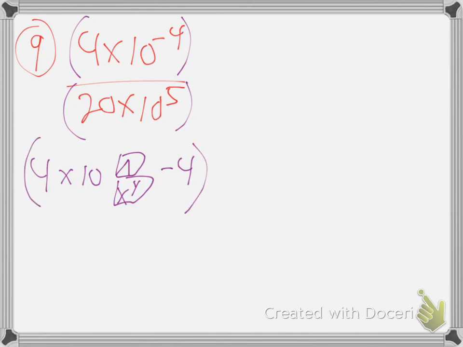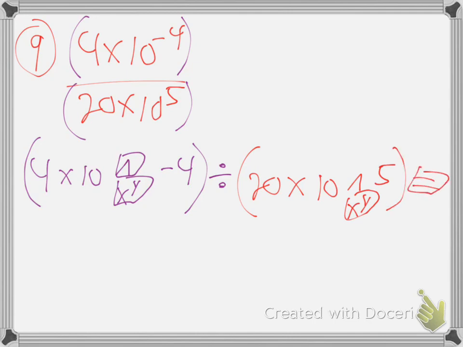So I should have had parentheses, and then divided by, and then parenthesis, 20 times 10 to the power, or x to the y, however your power is, 5, parenthesis, equal. Type in exactly that, and it'll work. Does that make sense? I just parenthesized the numerator and the denominator. And then give me the answer.